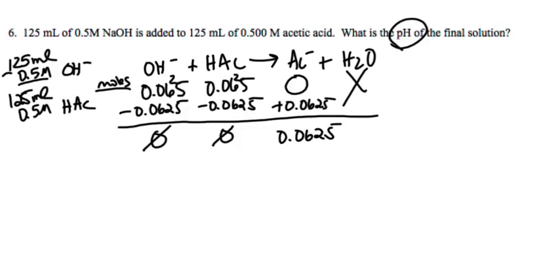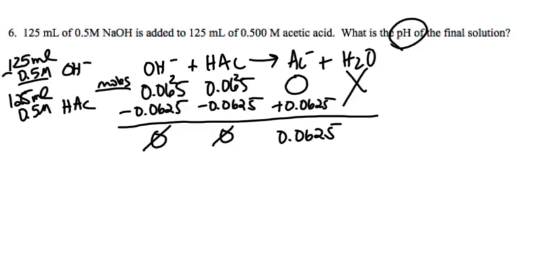Now, I just want to make a little side note here. If you notice, we're adding a base to an acid. A lot of people think when you add the same moles of base to acid, why isn't the pH 7? Why isn't this a neutral reaction? Because it's a weak acid and a strong base. Because we're adding a strong base, don't you think our overall pH should be kind of basic? Which it is, because look what we created. Even though we got rid of all the strong base, that AC minus is a conjugate base, so that's going to give us a bit of a basic pH.